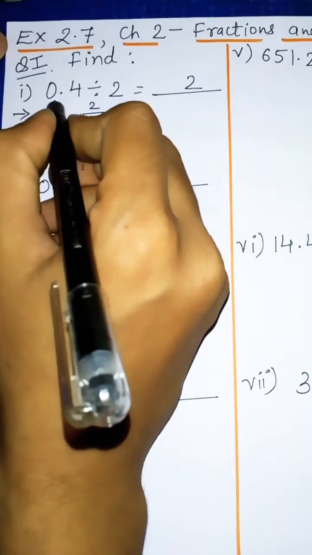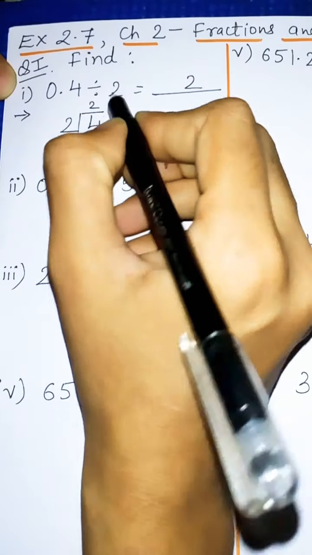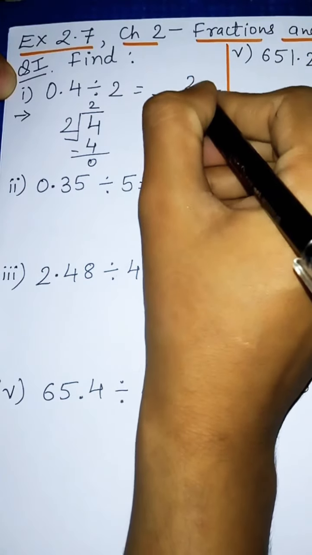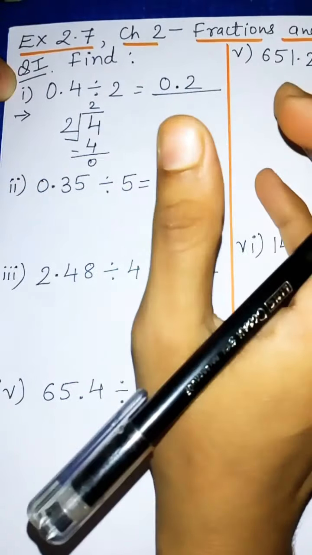Now in the question, the point is given after one digit and on this side there is no point. So in the answer also, after one digit we will keep the point. So 0.2 will be our answer. So this was the first one.